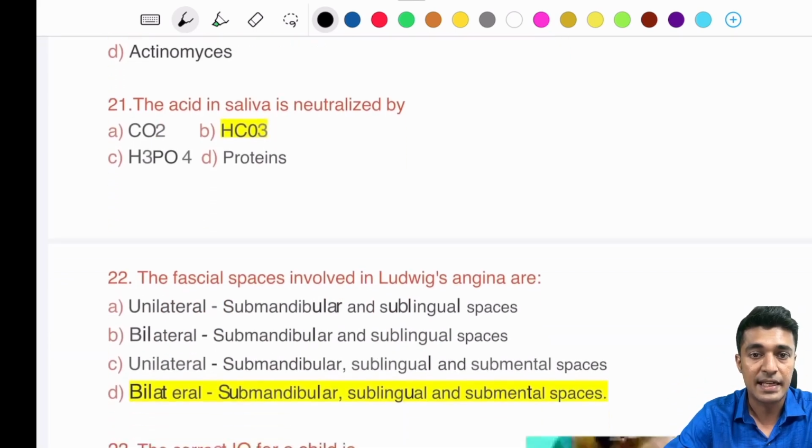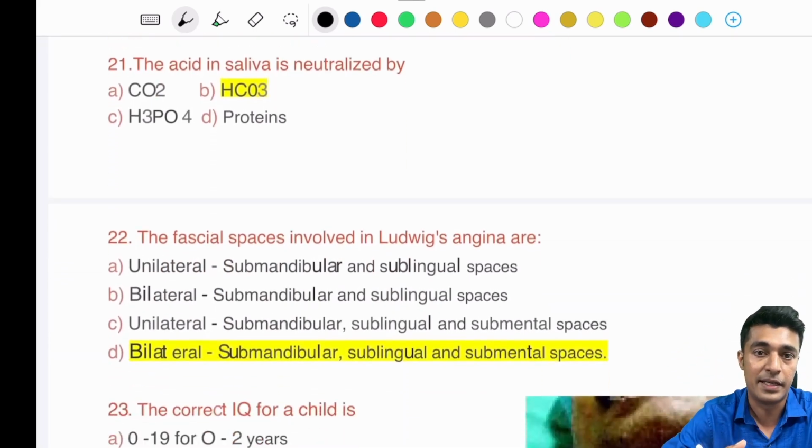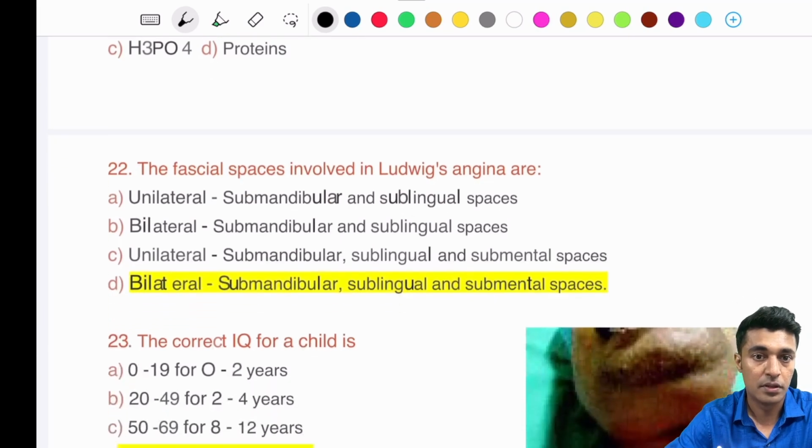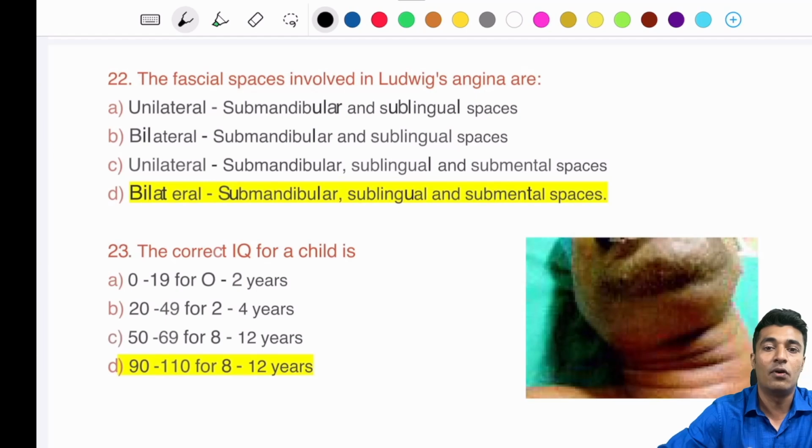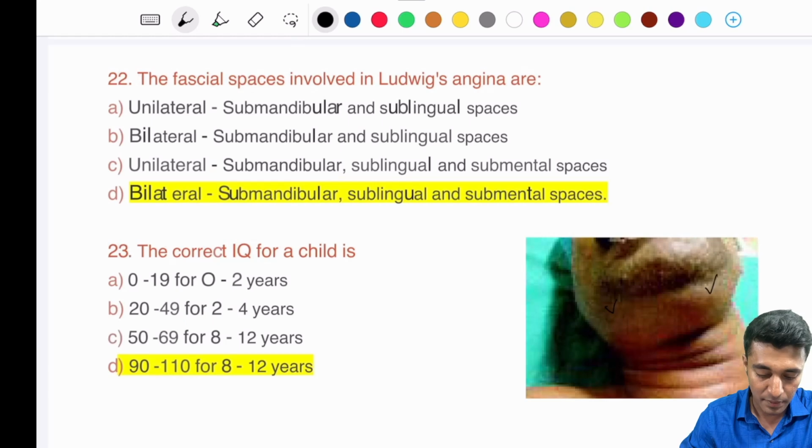The acid in saliva is neutralized by the salivary bicarbonate ions. The facial spaces involved in Ludwig's angina are the bilateral submandibular, the sublingual, and the submental spaces.